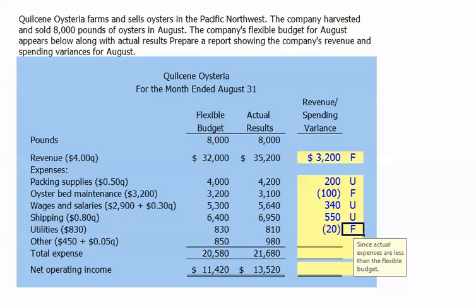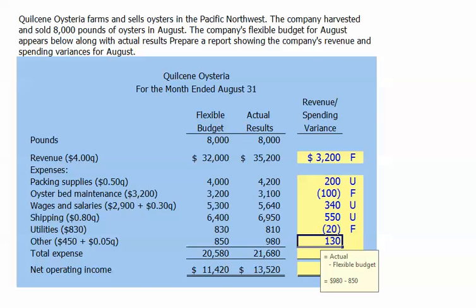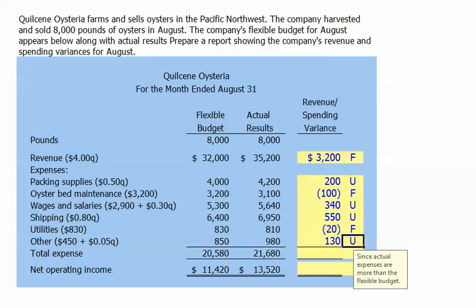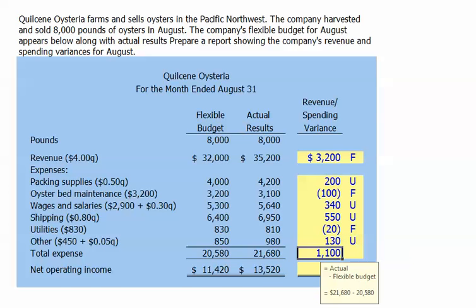For other expenses, our actual result of $980 versus $850, there's a $130 difference. Our actual expenses were higher, so this would be an unfavorable expense variance. Overall, our actual expenses of $21,680 were $1,100 higher than our flexible budget. So this would be an unfavorable overall expense variance.